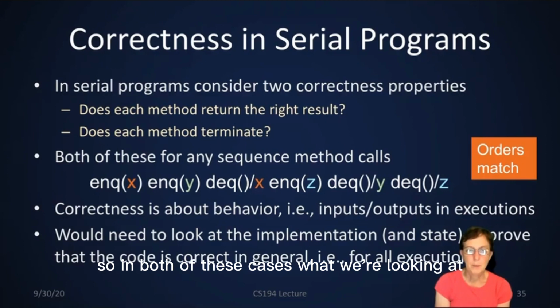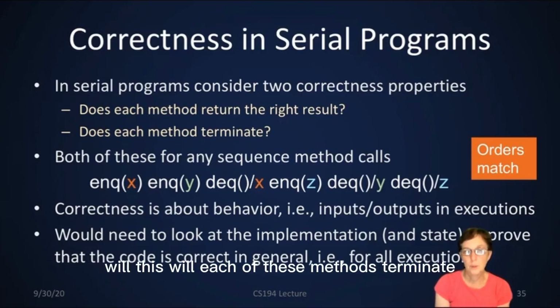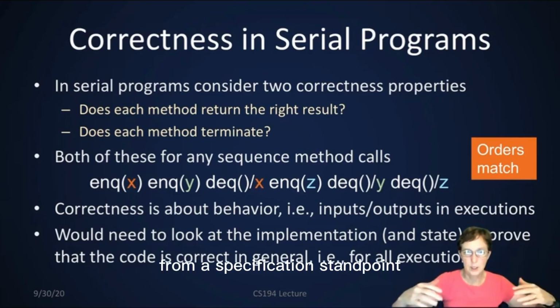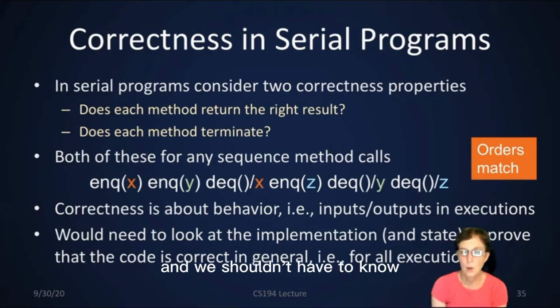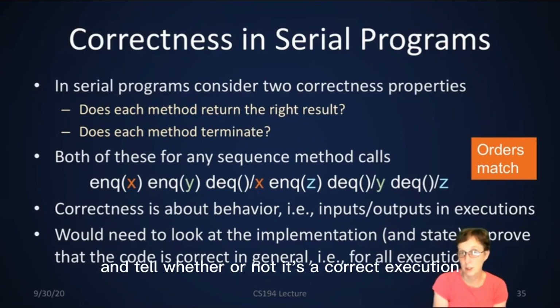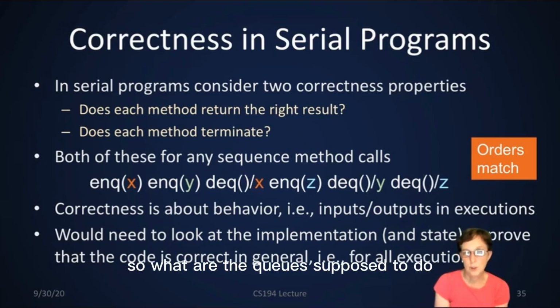So in both of these cases, we're trying to decide, for any sequence of method calls, will each of these methods terminate, and will they return the right result? Well, we can't really see from a specification standpoint, that is at the interface level, what's inside of the queue, and we shouldn't have to know. We can look at an execution of the queue and tell whether or not it's a correct execution according to what we believe a queue is supposed to do. So what is a queue supposed to do?